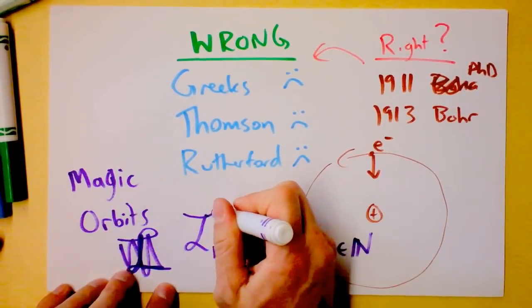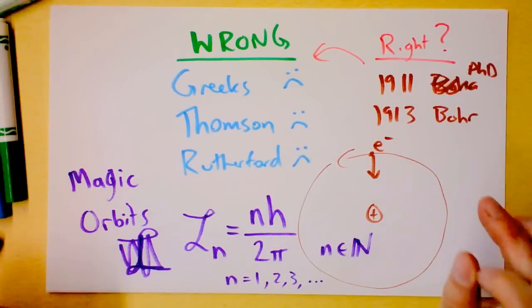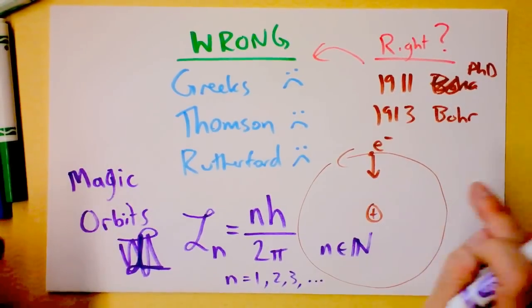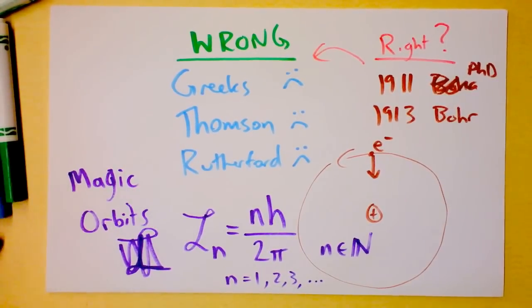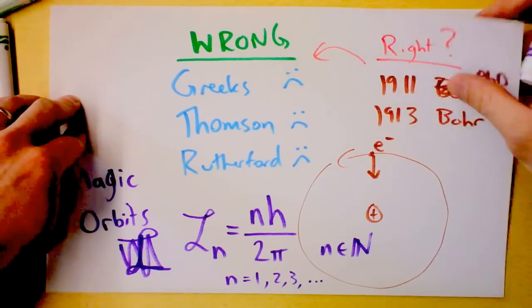So I guess what Bohr is saying is that God likes some orbits for electrons to have around atoms, and other ones he just doesn't like, so it's not going to be any good. So this is Bohr's statement.